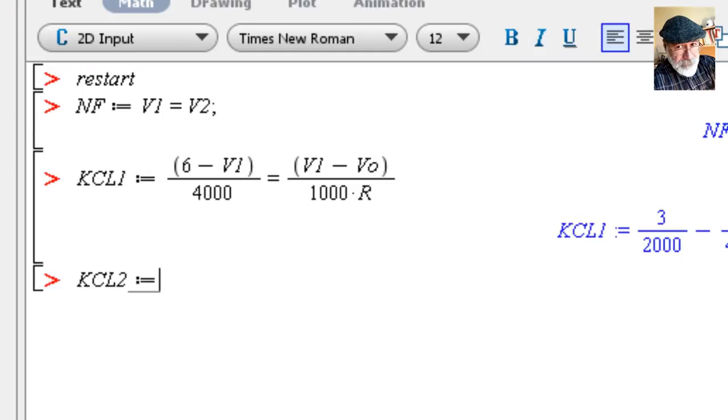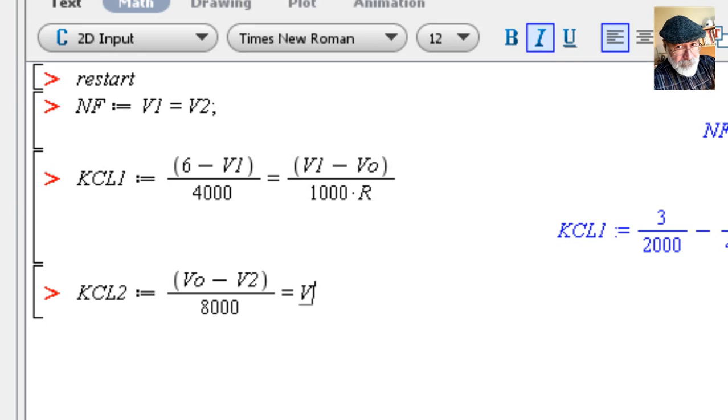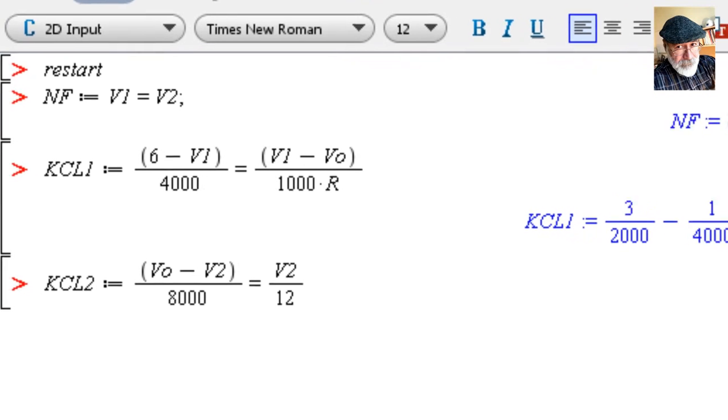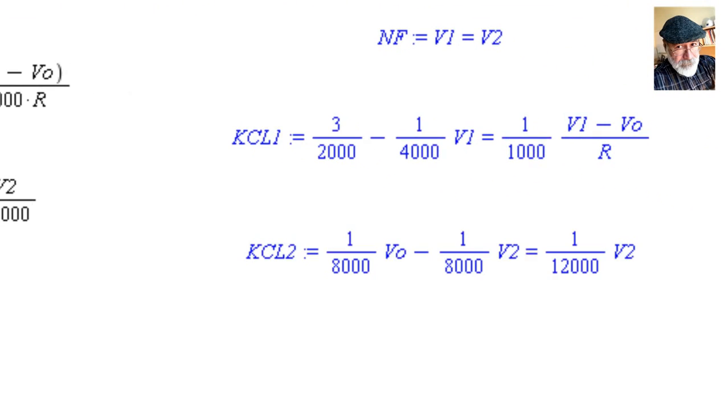KCL2 is V naught minus V2 divided by 8,000, and that is equal to V2 divided by 12,000. And those are the equations I need to solve.